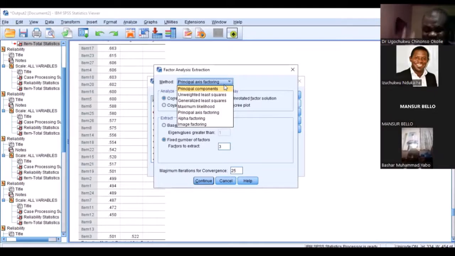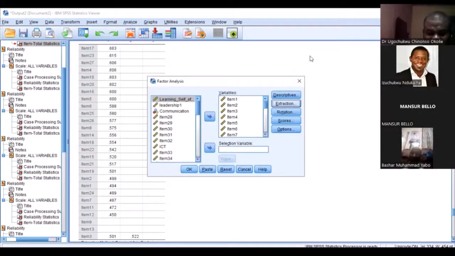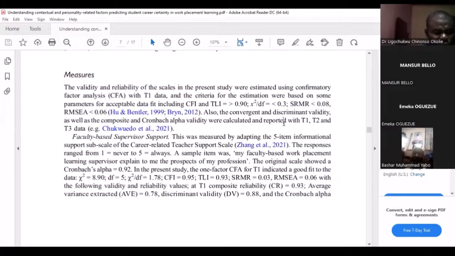But because in this case we are interested in confirmatory factor analysis, which is that you have already adapted measurement scales from a previous study. Please, colleagues, let me show you something. Permit me to share this. If you look at this paper, under measures here, he said the validity and reliability of the scales in the present study were estimated using confirmatory factor analysis with time 1 data.